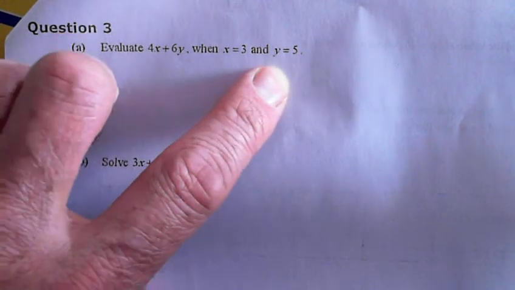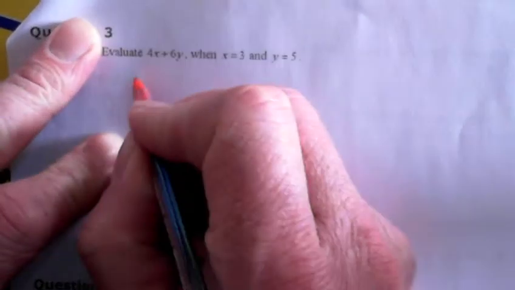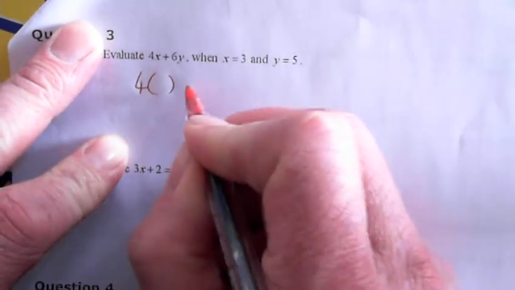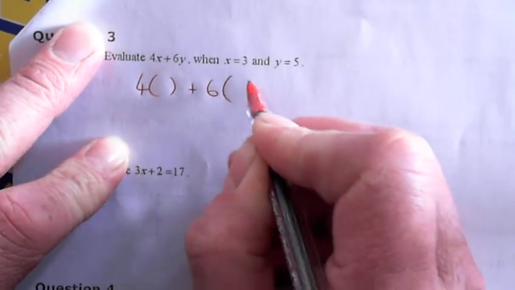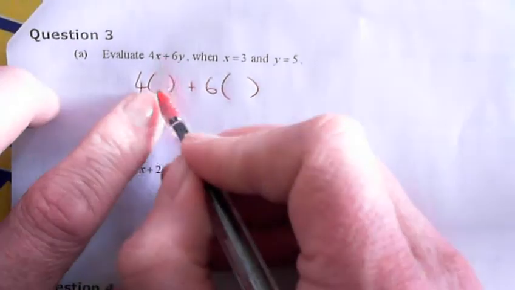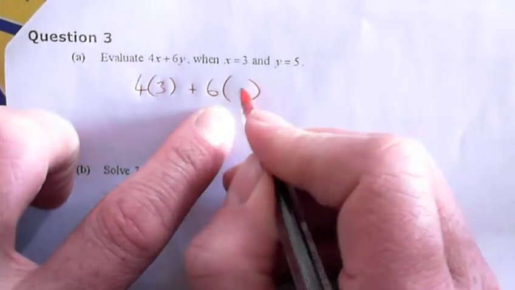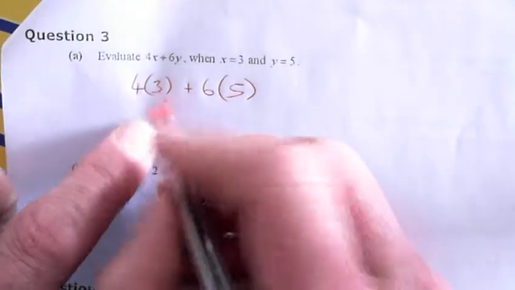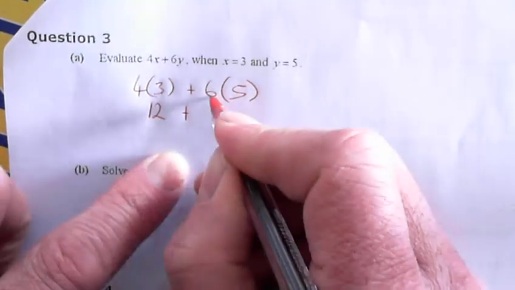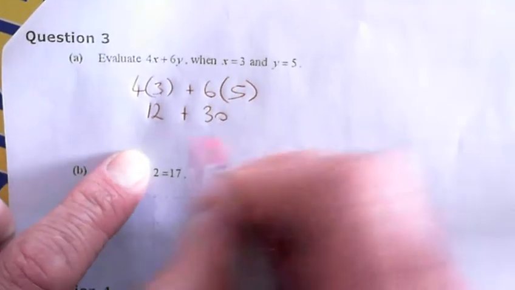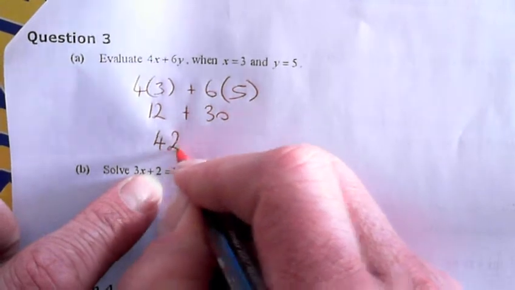Actually, I'll continue using this sheet. Evaluate. Find the answer of 4x plus 6y when x is equal to 3 and y is equal to 5. So, first thing you do is replace x with a bracket, replace y with brackets. Now, for x we put in 3, for y we put in 5. 4 times 3 is 12, 6 times 5 is 30, add them. Okay, the next question.